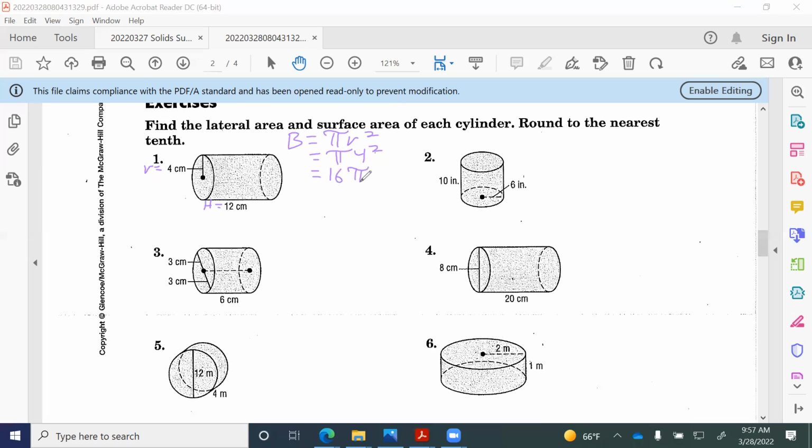Now, I know up here it says we're going to round to the nearest 10. I'm going to leave it as an exact value for right now. All right, so 16 pi. I'm going to stop there. Go on to the next part.